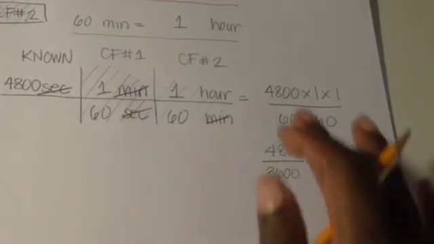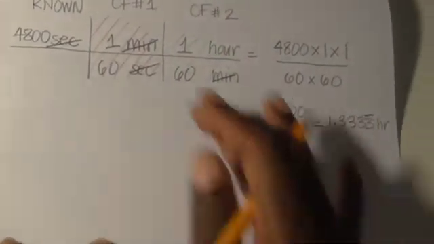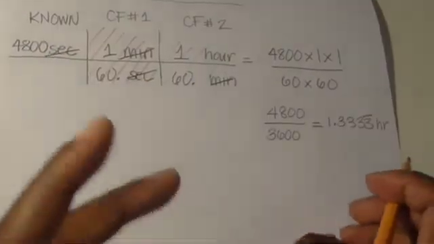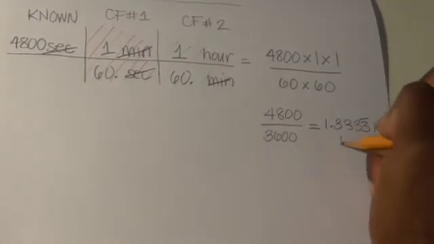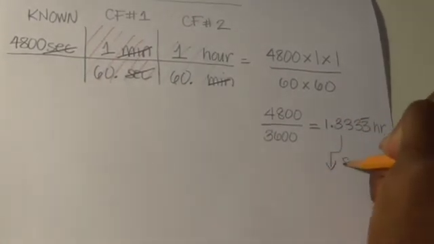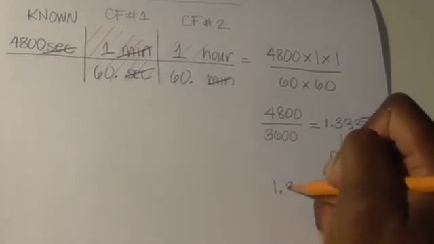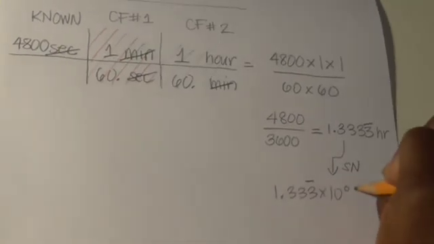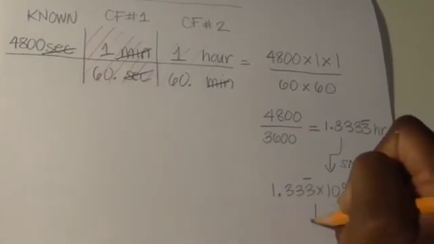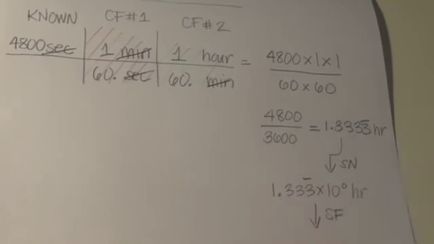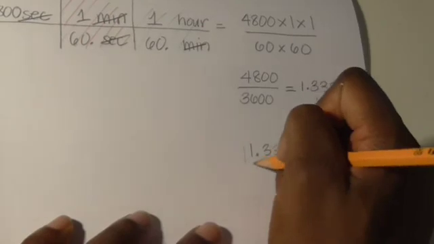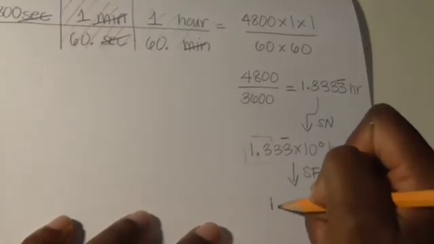Now our answers need to be in significant figures and scientific notation. So we go back here, and as I told you before, these 60s have 2 significant figures. This also had 2 significant figures. So my final answer needs to have 2 significant figures. So I'm going to take this and put it into scientific notation first, and then I'm going to put it with the significant figures. 2 significant figures, so that means this needs to be rounded to 2 digits.